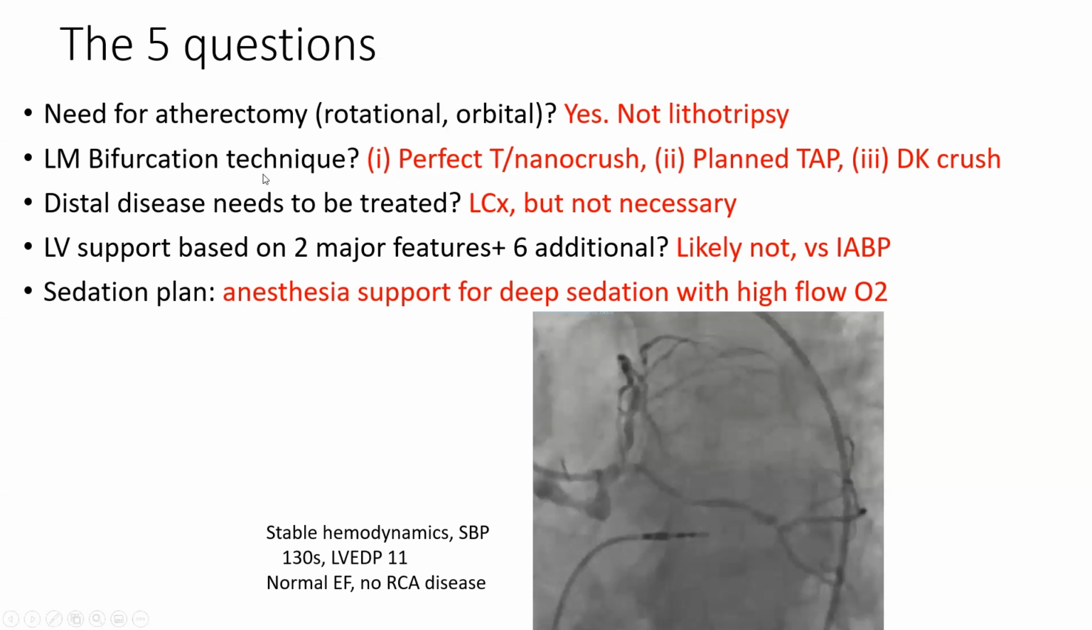The second question, left main bifurcation technique. This is a 90-degree angle or close to, so I would favor perfect T nanocrush. You can do planned TAP, where you send from main to LAD, then rewire and do TAP of the circumflex. I don't favor that. The best is perfect T nanocrush. The third technique will be decrush, then Culotte.